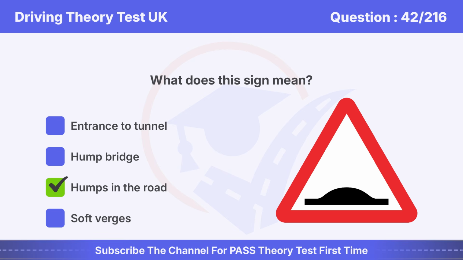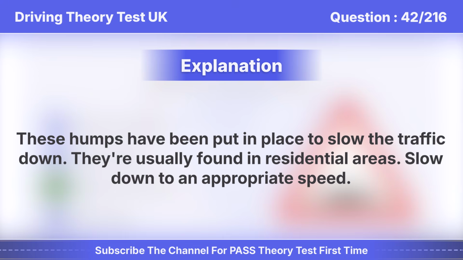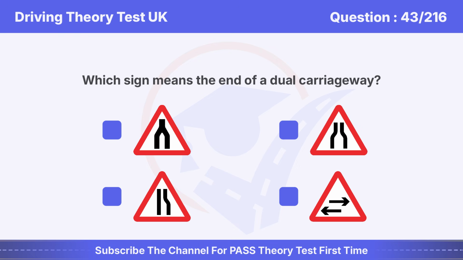Answer is C. Humps in the road. These humps have been put in place to slow the traffic down. They're usually found in residential areas. Slow down to an appropriate speed. Question 43. Which sign means the end of a dual carriageway?